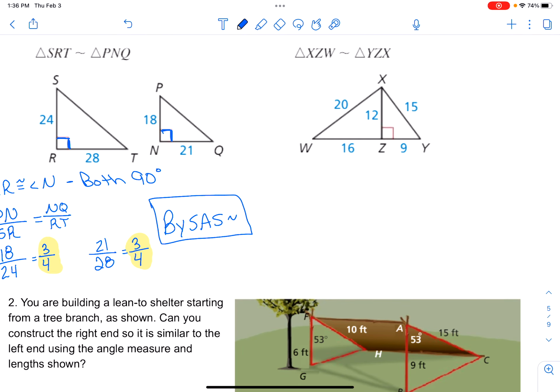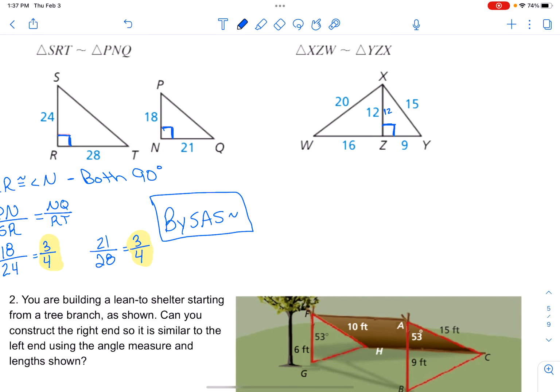Now, this next one gets a little tricky. So we have triangles XZW and YZX. And the only information they tell us about the angles is that angle Z here is 90 degrees. Now, we want to assume that the other side of angle Z is also 90 degrees. However, they didn't specify that, so it's kind of hard to tell. Everything looks like it has to be 90 degrees, but we just don't know. So we can't say anything about that.